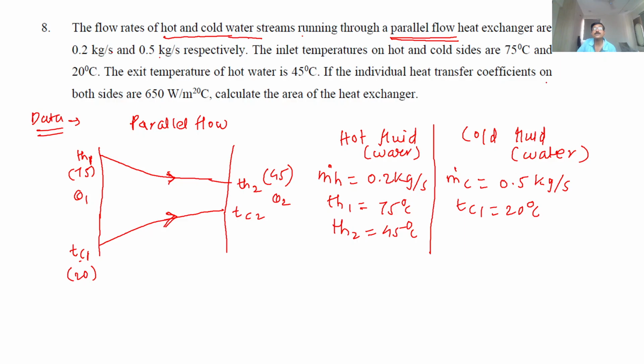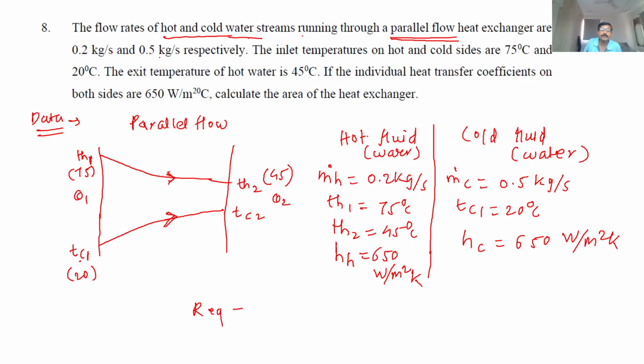If the individual heat transfer coefficient on both sides is 650, so I will write h of hot side and h of cold side, both are the same, 650 watt per meter square Kelvin or degree Celsius, it doesn't matter. Calculate the area of the heat exchanger. So what is the required answer? Only one thing is asked to calculate: the area of the heat exchanger.